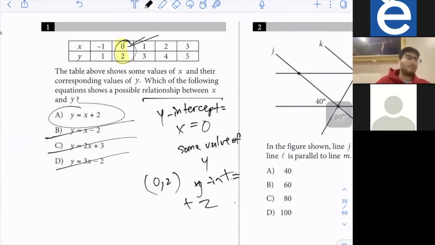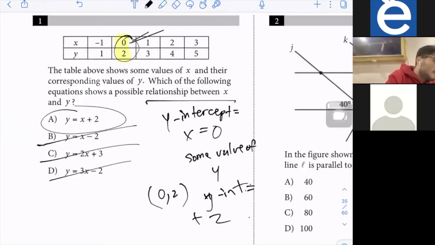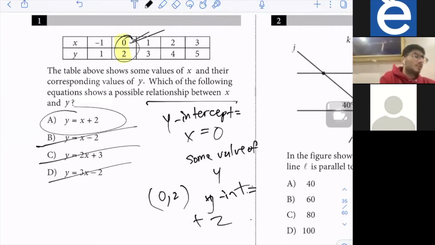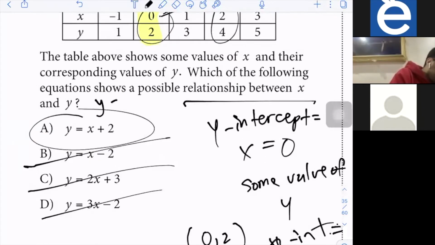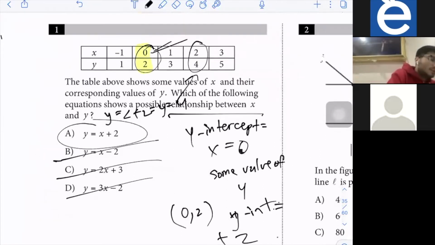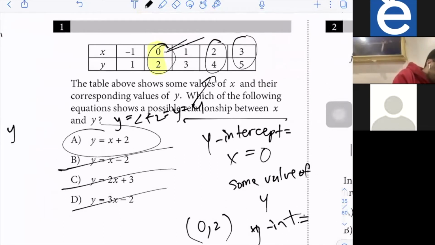But we can double check A by plugging in some value of x and making sure that the y value matches the table. Let's pick 2 and 4. If we plug in, y is equal to 2 plus 2, you get y is equal to 4, which matches right here. Let's try 3 and 5. If you do y is equal to 3 plus 2, you get y is equal to 5, which matches right here. So we know our answer is A.